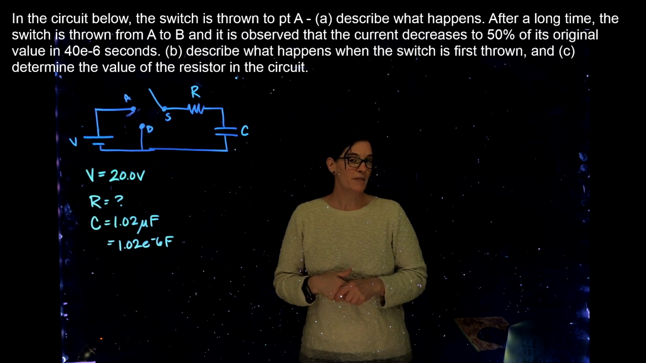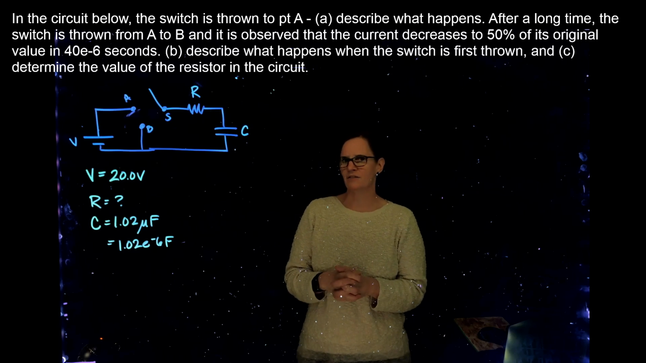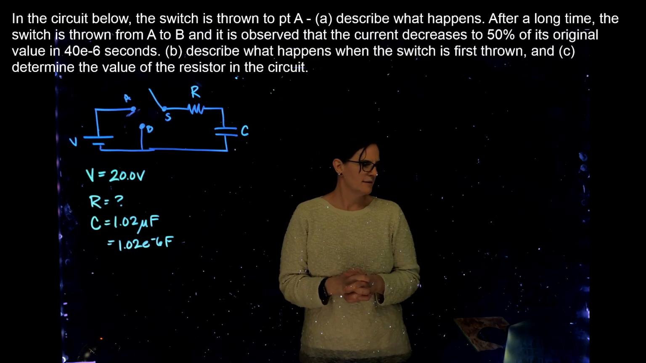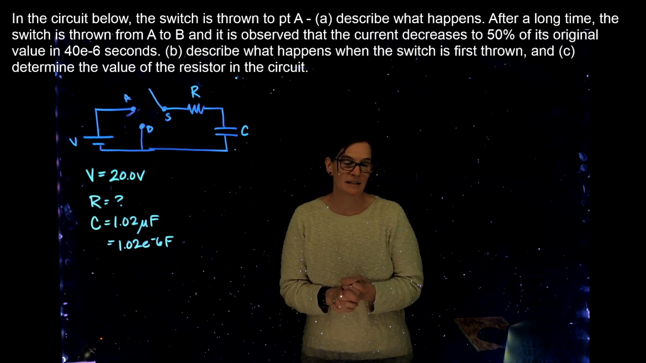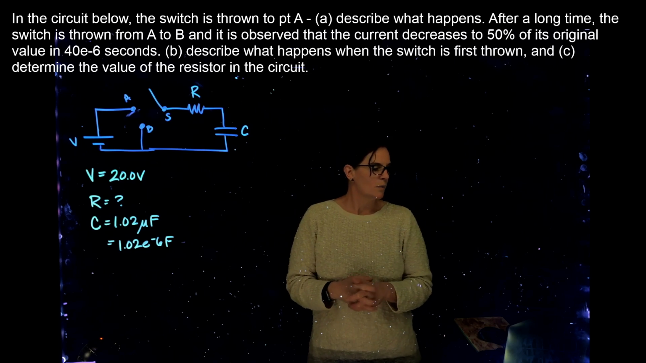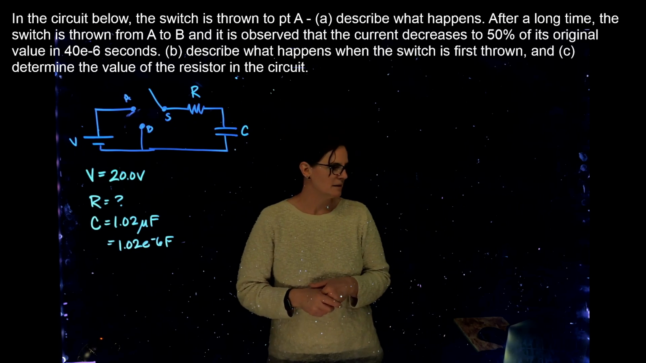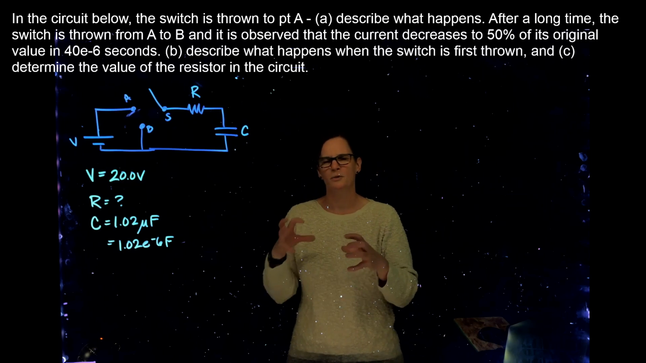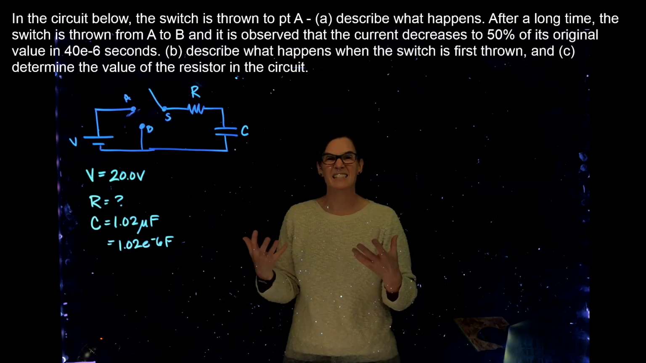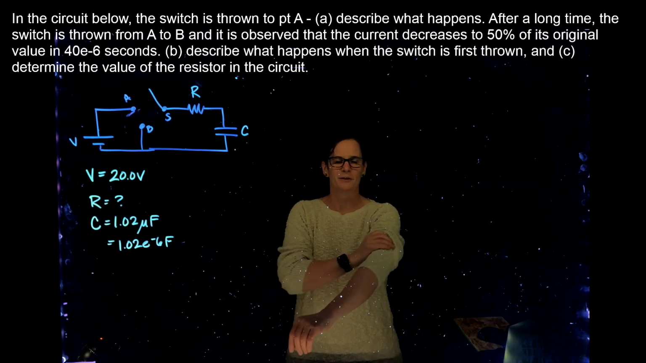It's observed when that happens that the current decreases to 50% of its original value in 40 microseconds. So 40 times 10 to the minus 6 seconds. What happens when that switch is first thrown? So what happens when I go from A to B? And then let's determine the value of the resistor. So we're first going to describe what we see, what we'd expect to see, and then we'll analyze what is the value of this resistor.